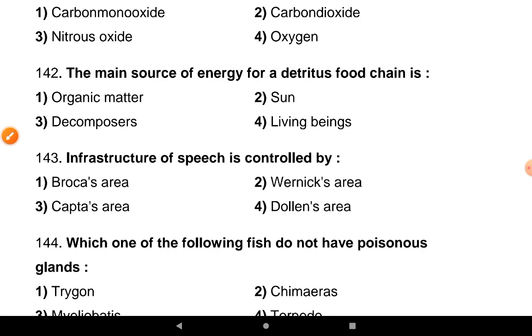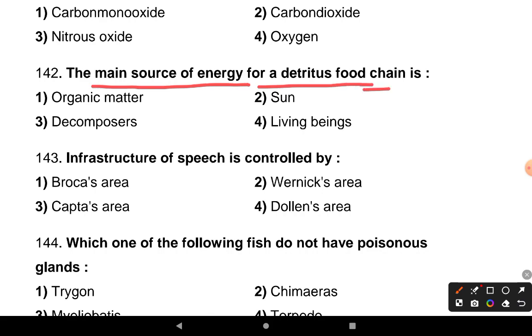Our next question is, the main source of energy for detritus food chain is organic matter, sun, decomposers, living beings. So the correct answer is option 1. The main source of energy for detritus food chain is organic matter.